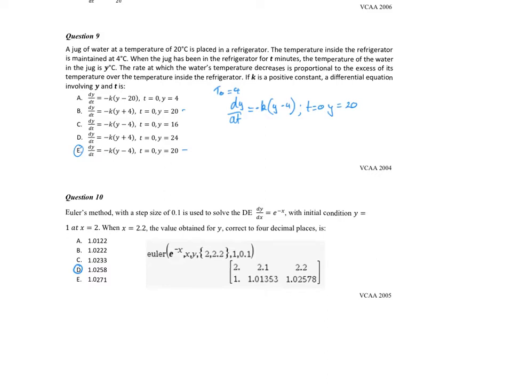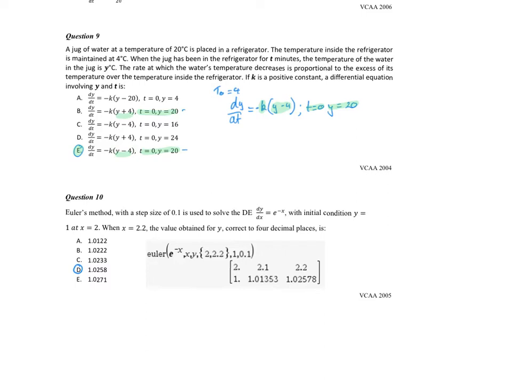In other words, it's proportional to the difference. So the difference of the temperature of the jug, Y, minus the temperature of the fridge is just Y minus 4. Because it's proportional to that, it's just some constant K times that. We put in our initial conditions. At T equal to 0, the jug of water was at 20 degrees centigrade. So T equal to 0, Y is equal to 20. The only difference between the two options is y plus 4 and y minus 4. Clearly it's a difference, so it's C.